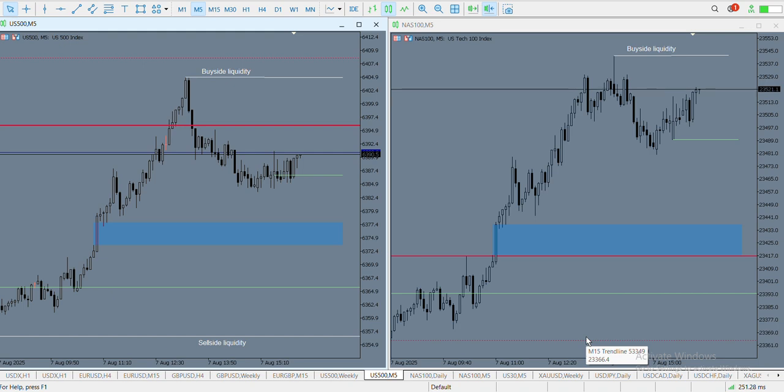So that's NAS 100. We're trading still at 520s. US 500, we're trading at 390s.